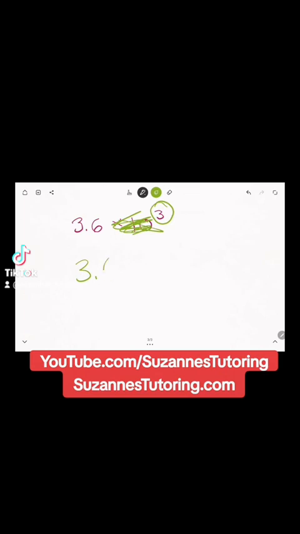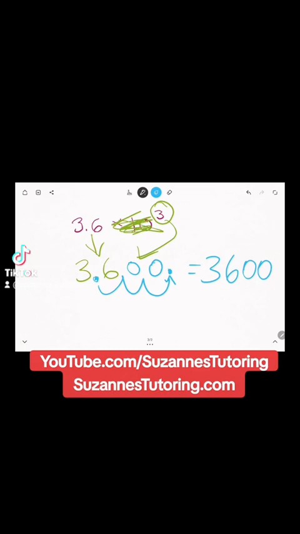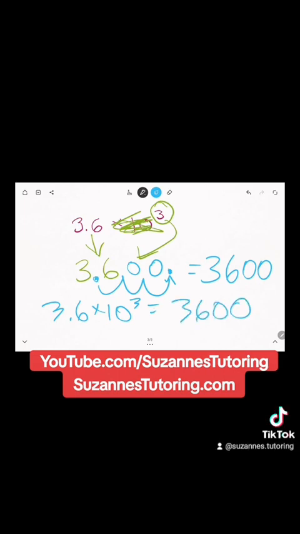Okay, so you have this number 3.6. To the third power just means you're going to take this decimal right here and you're going to move it over 3 places. 1, 2, 3. And so let's put some zeros in here just to fill in those gaps where you moved the decimal. So now you have 3,600. So that's it. 3.6 times 10 to the third just equals 3,600. That's all this means.